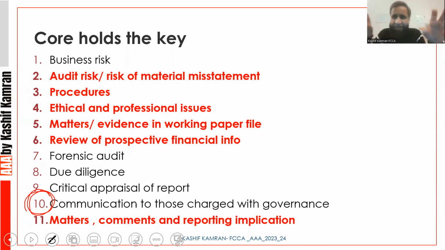Now, these are 11 areas which are not tips. These are not probabilities. These are important things underlying the AAA. Can you ignore them? Not at all. But yes, out of the 11, can you see some of them are marked in red? 2, 3, 4, 5, 6, and 11. That is important.